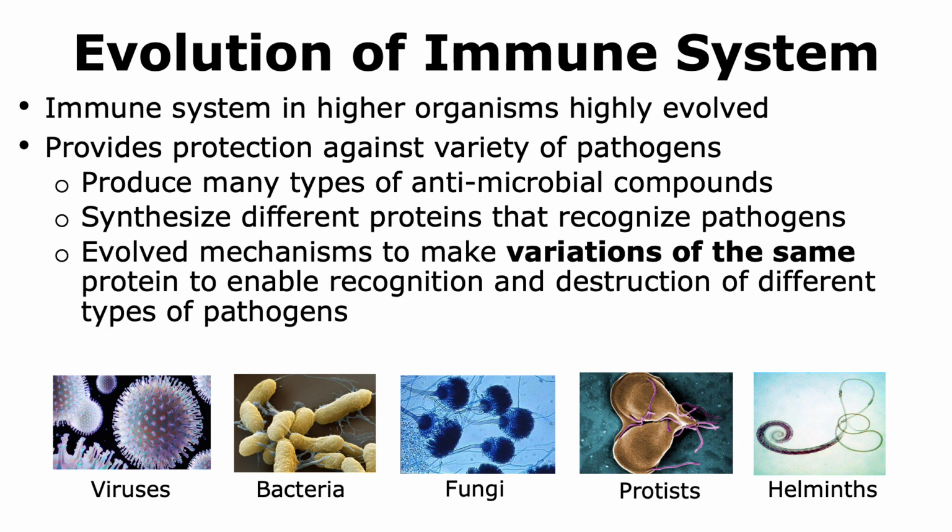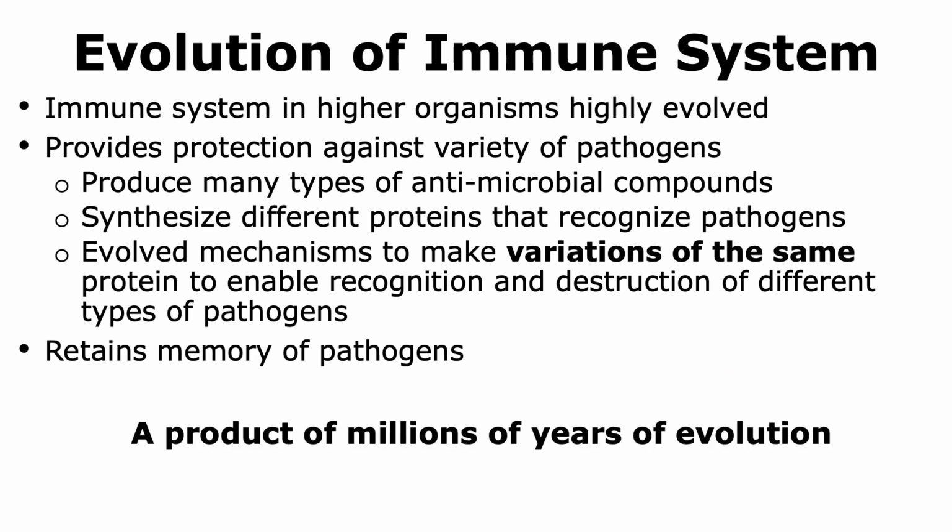they have evolved mechanisms to make variations of the same protein that plays a role in recognition and elimination of different types of pathogens. In the case of higher organisms, the immune system also retains the memory of pathogens, and so it remembers what kind of pathogen it has encountered in the past. This complex immune system is the product of millions of years of evolution.